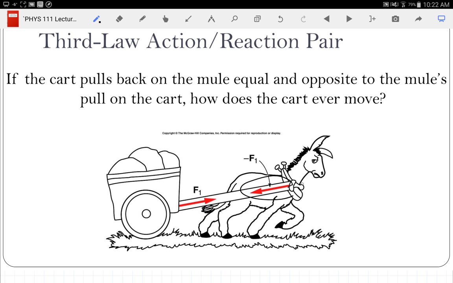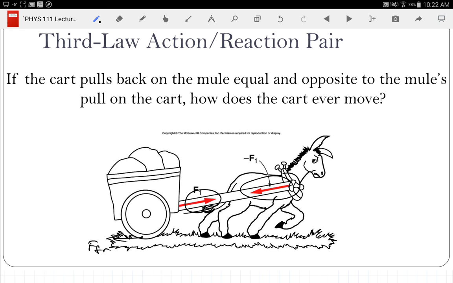This force here is acting on Mr. Ed. This force here is acting on the cart. They're not acting on the same object. So it's a misapplication. If you just look at the cart, the forces on the cart are going to be the force of friction and that force of him pulling. And so Mr. Ed just has to have a force bigger than the force of friction and it moves.